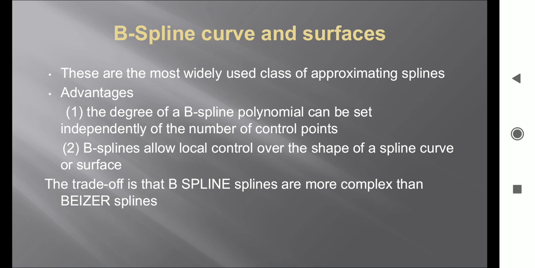The second advantage is B-splines allow local control over the shape of a spline curve or surfaces. The second point is important because it allows local control over the shape of a spline curve or its surfaces. And what is the trade-off? The trade-off is that B-splines are more complex than Bezier splines.